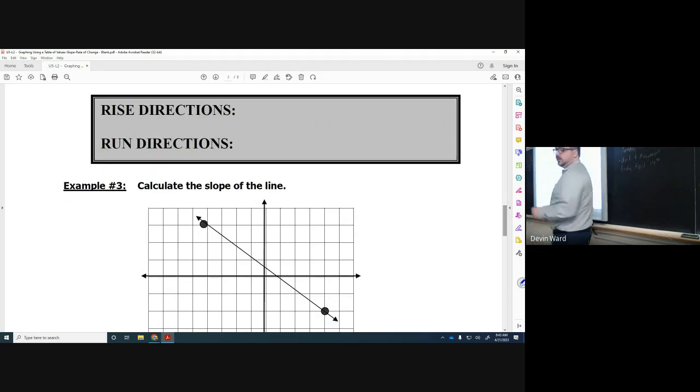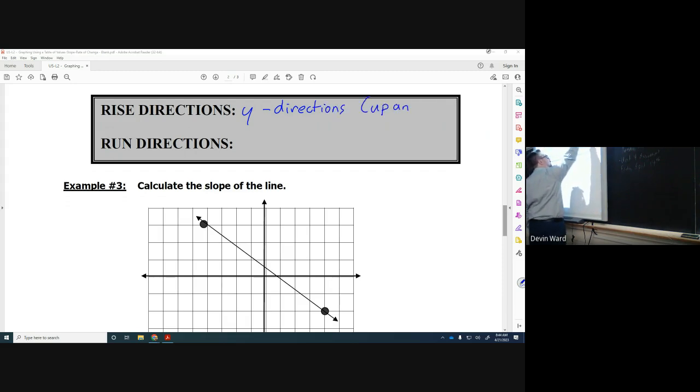So, rise directions. Rise is our Y direction, or it's your up and down. So rise, just like when you rise up like the sun from what? Like the sun from the bottom.